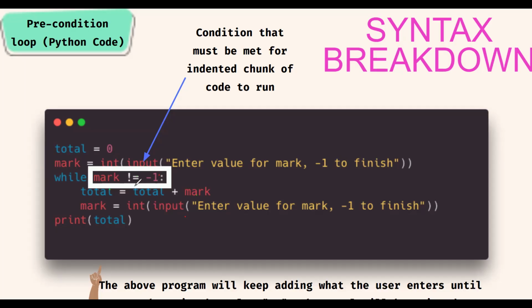Okay, that's good. And what if I switch these two lines? So instead of totaling first, I take an input first. Would that work? And why? No, it won't work. Because we already have the first input that we took outside of the loop. So it would add that one to the total. Yes, excellent.